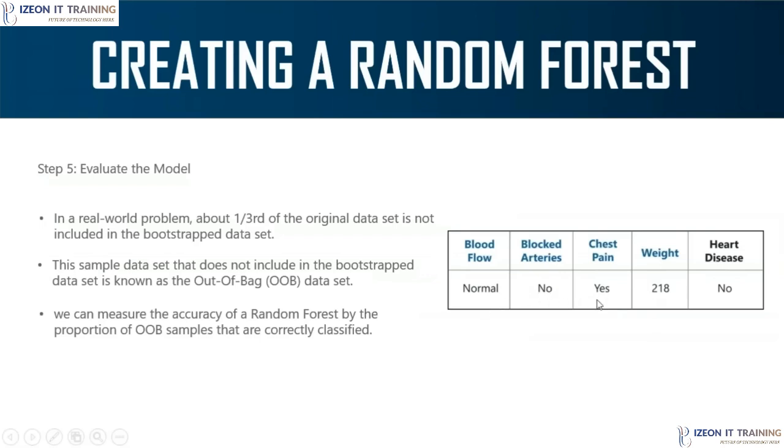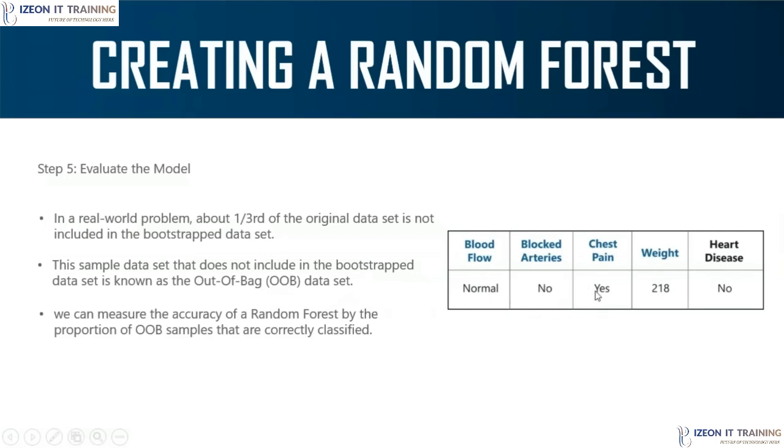missed out on. Now in a real world problem, about one third of the original data set is not included in the bootstrap data set, right? Because there's a huge amount of data in a real world problem. So one third of the original data set is not included in the bootstrap data set. So guys, the sample data set which is not there in your bootstrap data set is known as out of bag data set. Okay, so basically this is our out of bag data set.